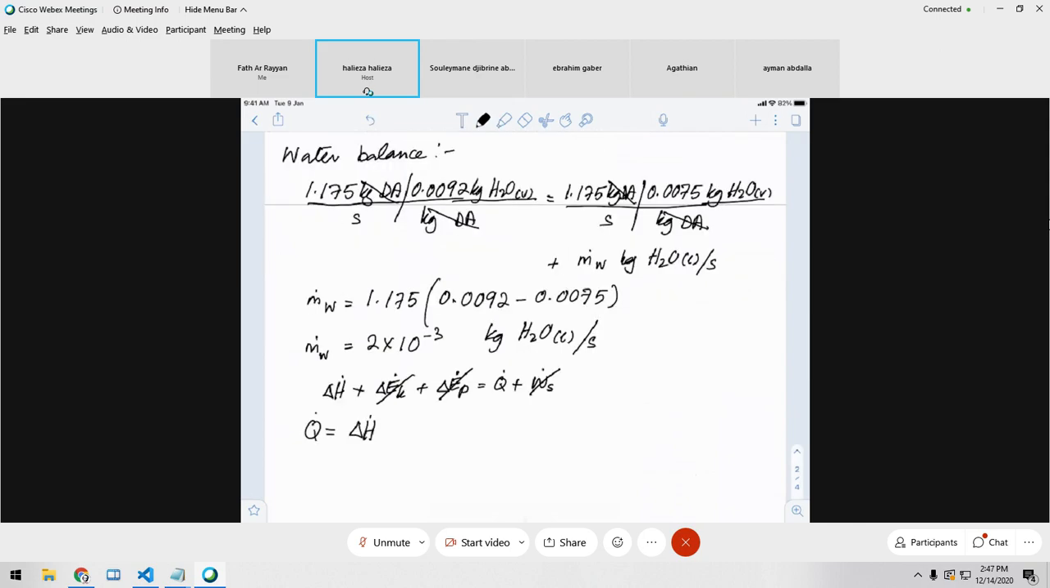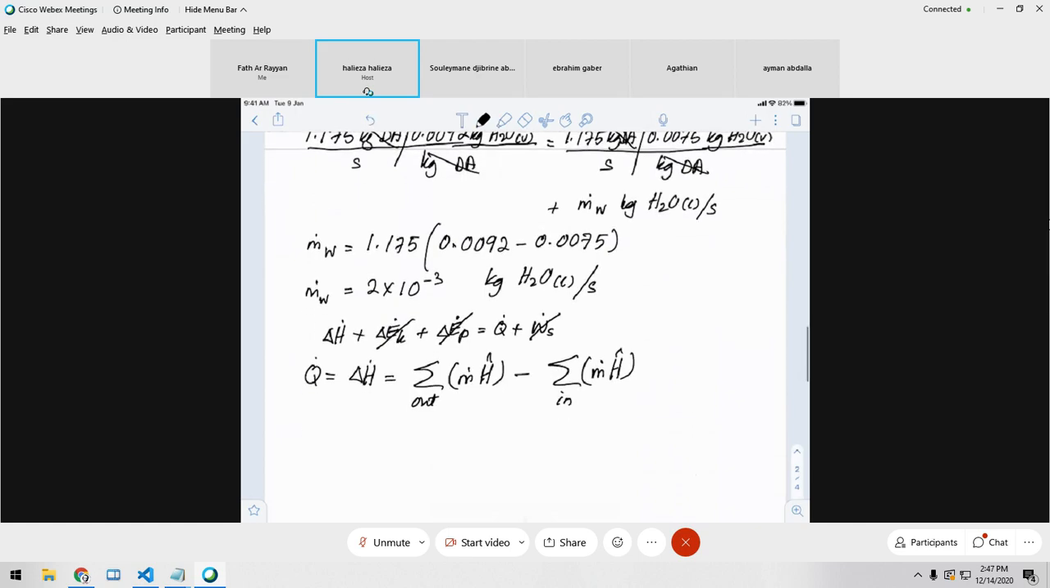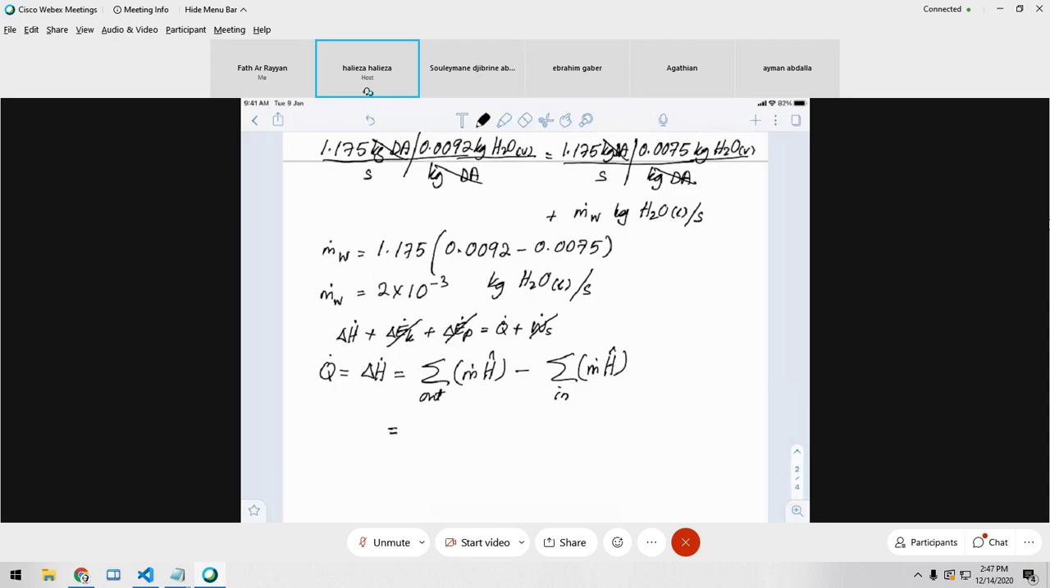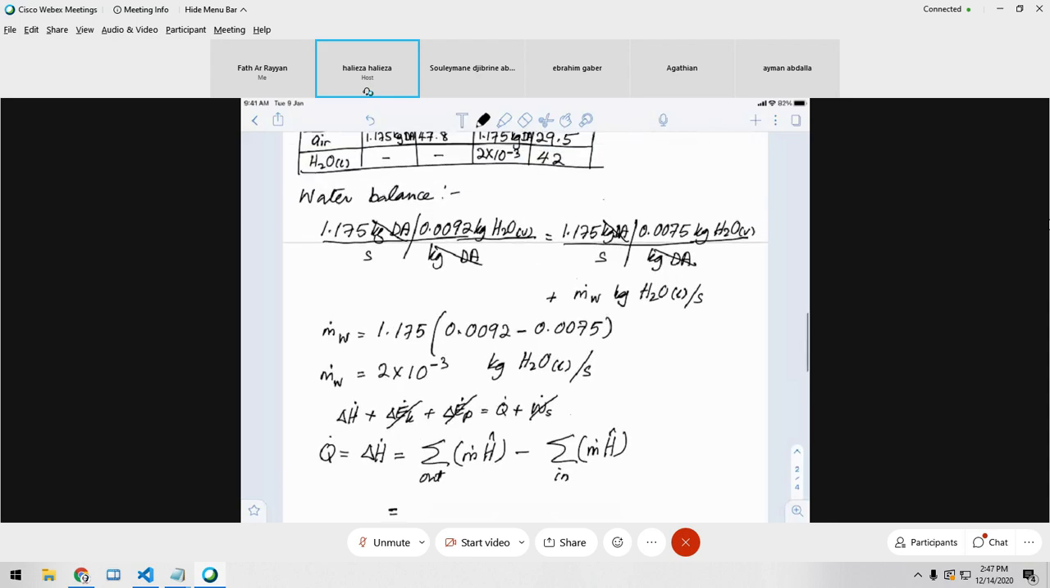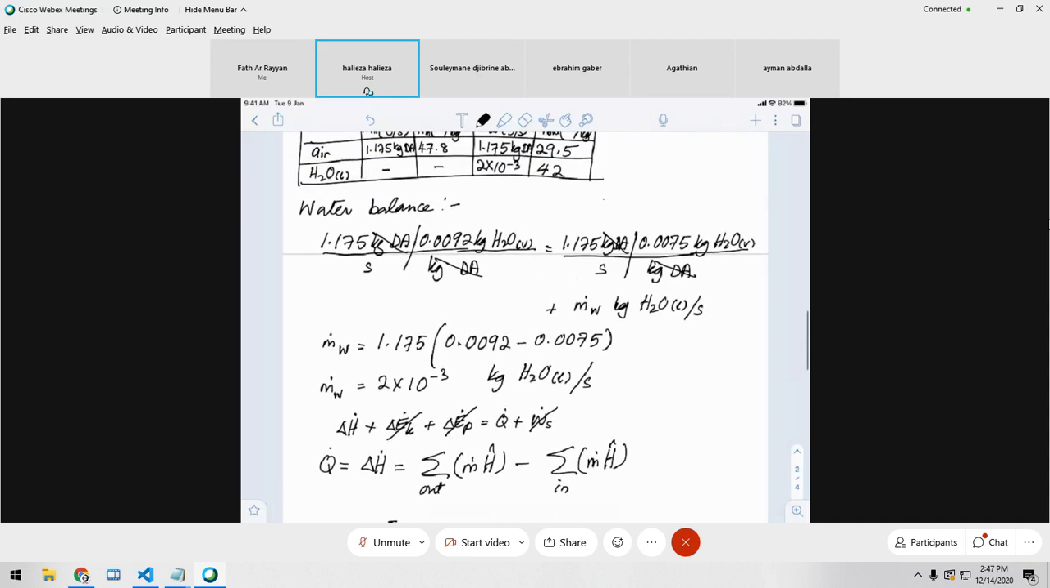Again, you have the outlet mass flow rate and specific enthalpy, minus the inlet mass flow rate and specific enthalpy. We cannot take out the mass flow rate because we have water, which has a different flow rate. So now, looking at your table, I have the whole view now.